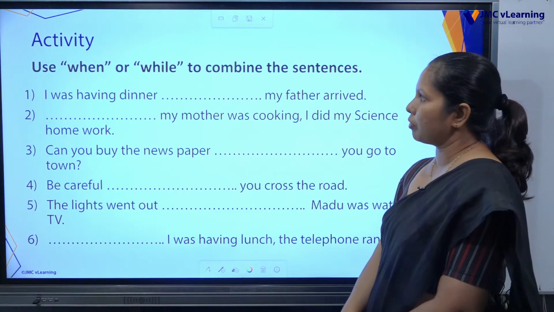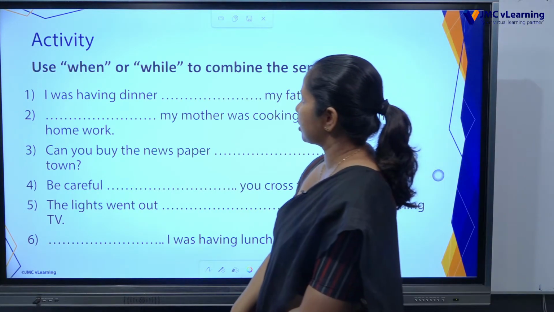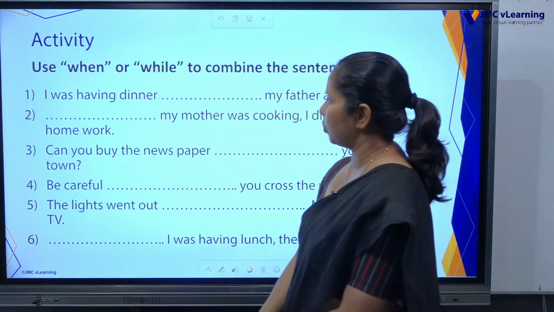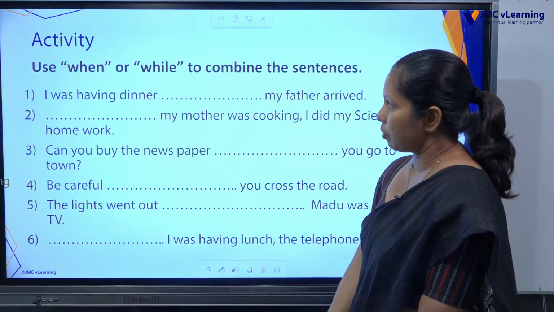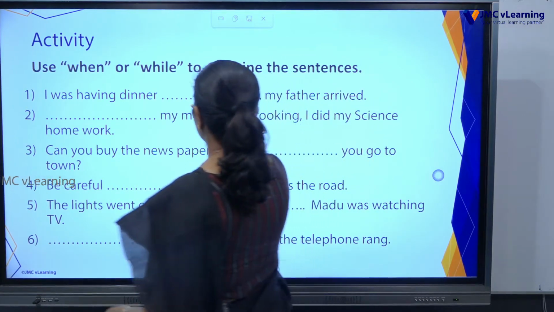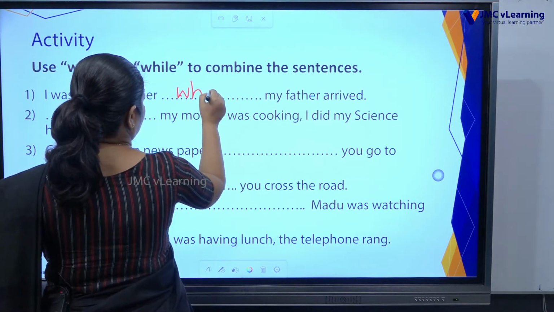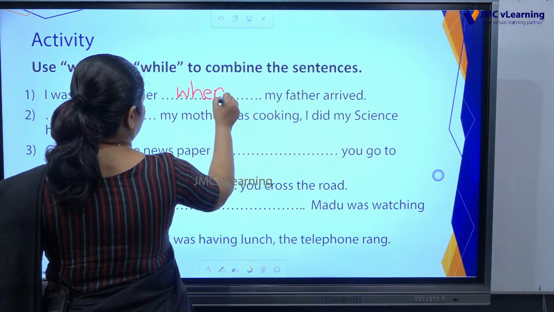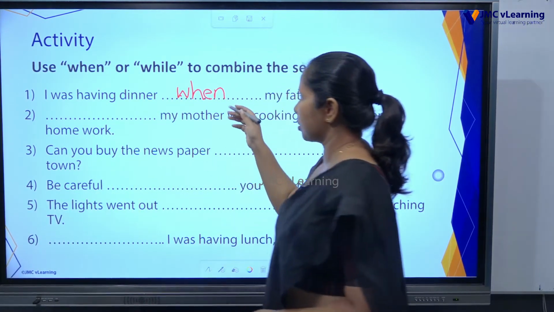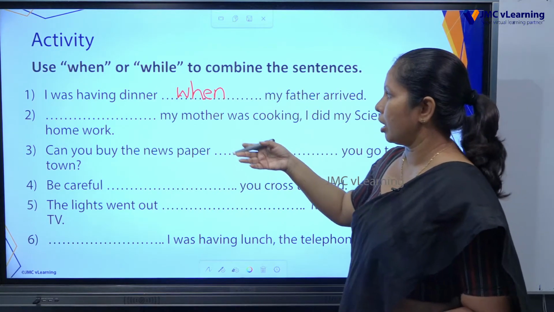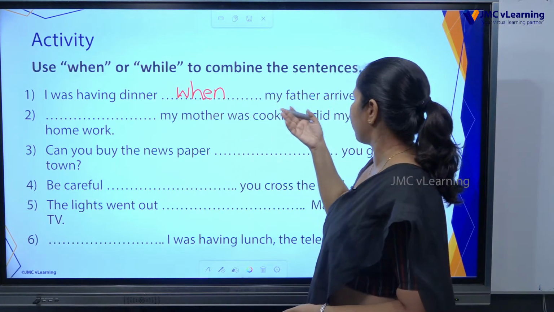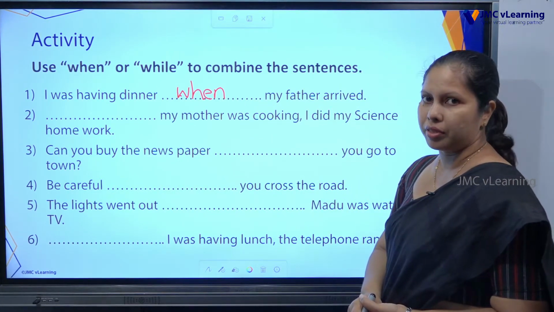So here we have to decide which conjunction we are going to use. I was having dinner, I am going to use the conjunction when, because it speaks about a time period. I was having dinner when my father arrived.